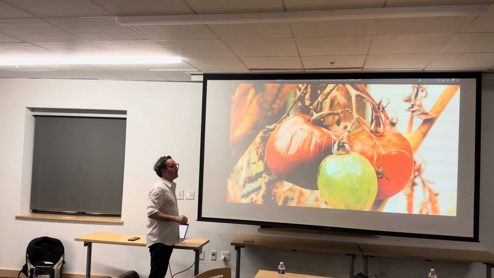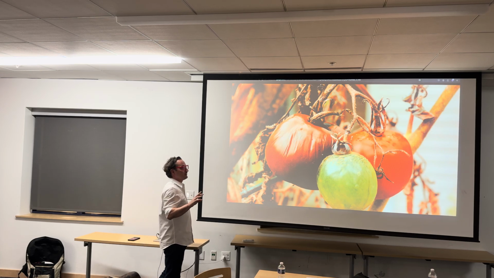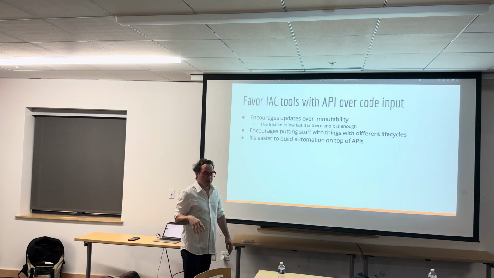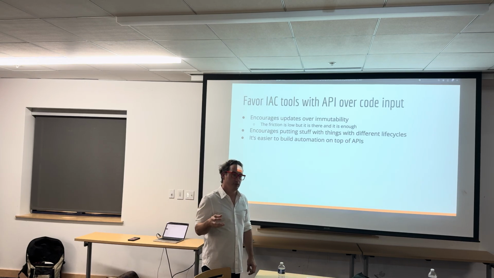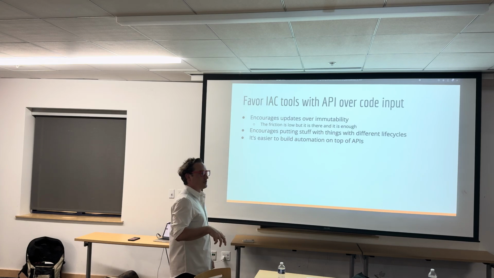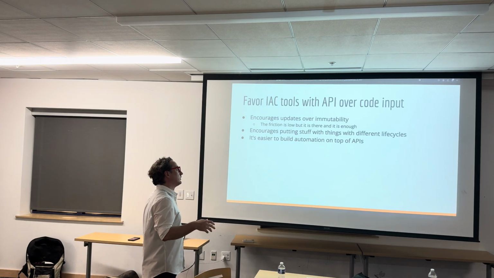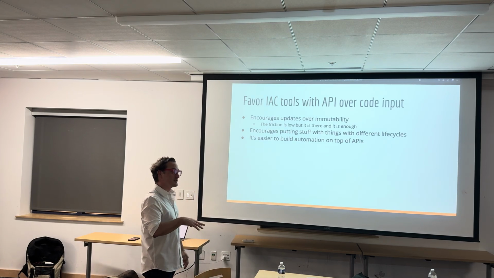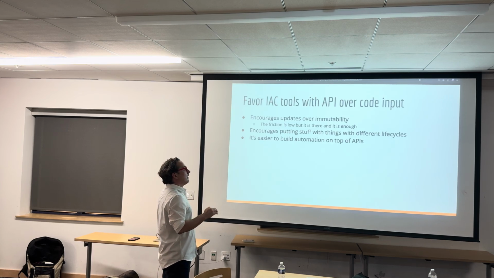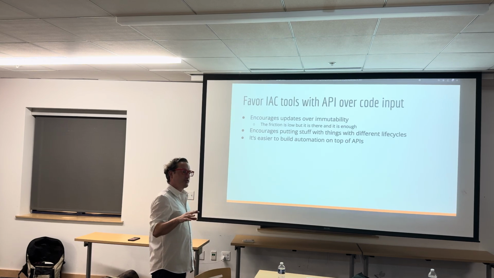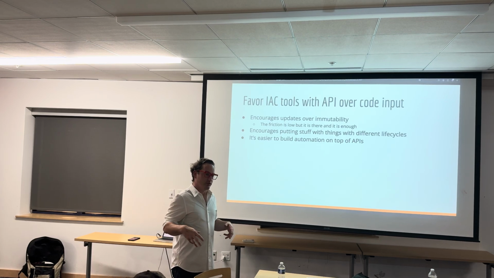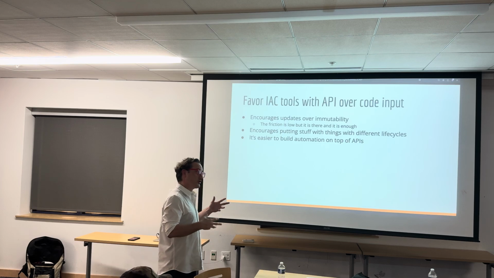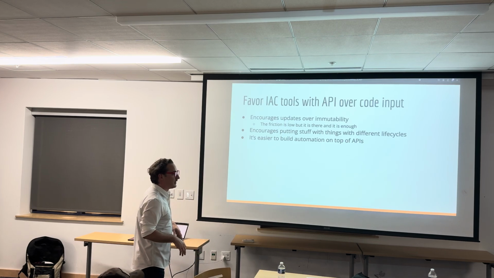And finally, my most contentious one, I think, the last. When choosing your infrastructure as code tool, favor ones that are API driven rather than ones that are Git driven or depend on code input. This is my controversial slide. I said earlier that I didn't understand why immutable infrastructure isn't as widespread as it seemed it was going to be in 2015, and I have a theory: it's Terraform's fault.